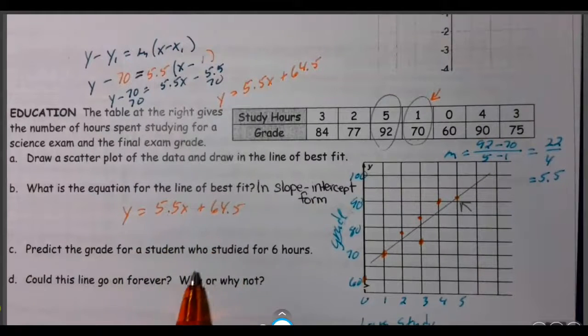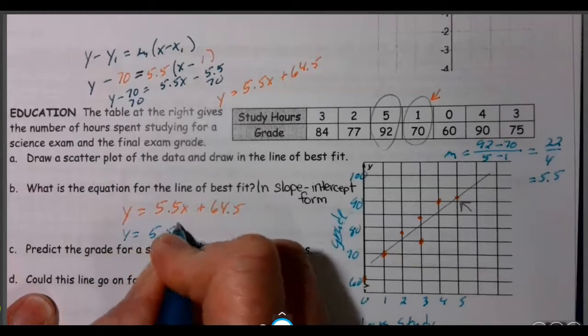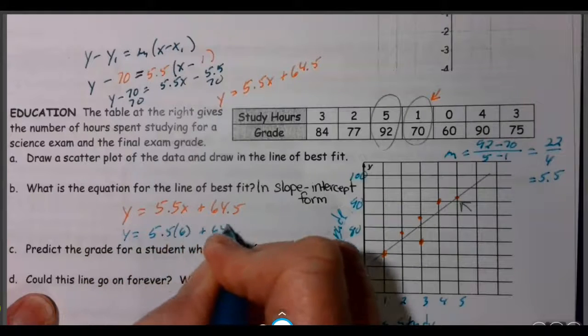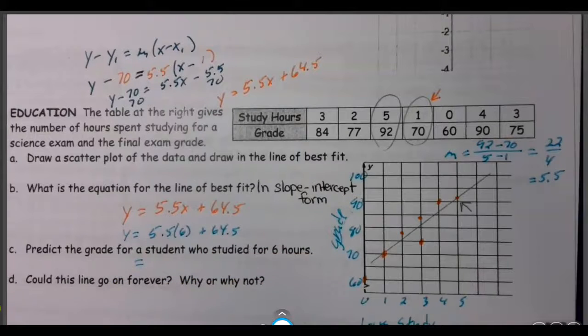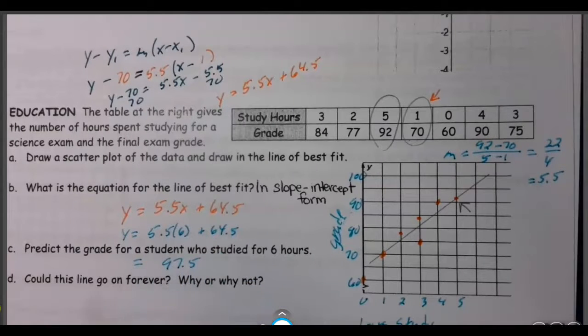If we want to predict the grade, and notice I had to go to another space. I'm sure you figured out another place to work. Predict the grade of a student who studied for 6 hours. We're going to plug a 6 in here. So y is equal to 5.5 times 6 plus 64.5. That gives us, when we do it all out, it's 97.5. So multiply that and add that.